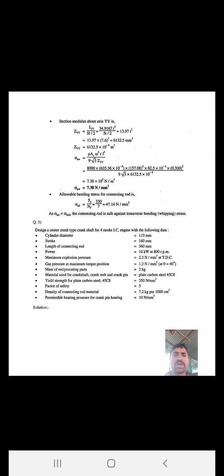And calculate sigma bw is equal to rho into Ac W square R into L square divided by 9 into root 3 Zyy. Put all the values, you will get sigma bw equal to 7.38 Newton per mm square. Again check the allowable bending stress, Sy divided by NF, you will get 47.14. Then check both values, sigma bw and sigma all. Sigma bw is less than sigma all. The connecting rod is safe against the transverse bending stress.